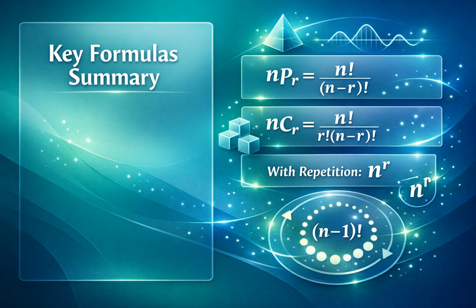Here are the key formulas to memorize. nPr equals n factorial divided by (n minus r) factorial for permutations. nCr equals n factorial divided by r factorial times (n minus r) factorial for combinations. With repetition allowed, use n to the power r. For circular arrangements, use (n minus 1) factorial.